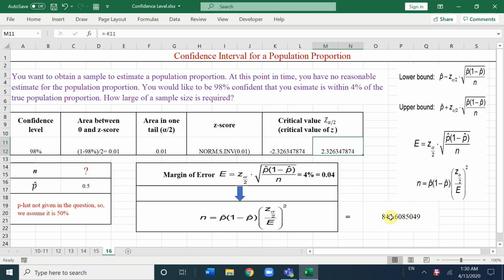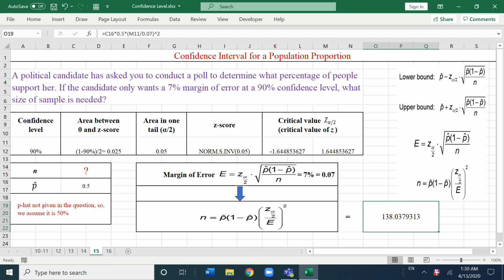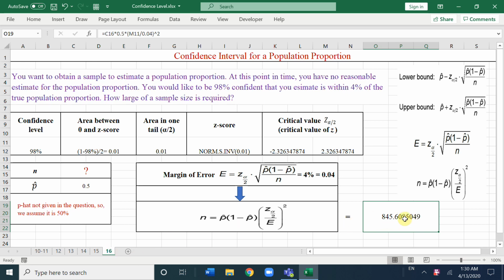And be careful here: for the sample size, your answer here and in the last question, you have to round up. So 138, no matter what, even if the decimal is 0, it is not round off or round down, it is round up. The answer is n is 139. This one is n is 846, round up.